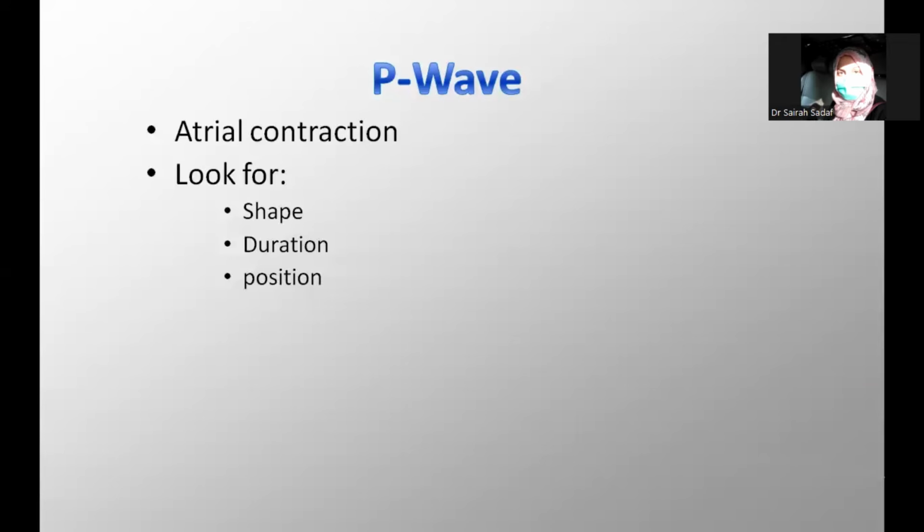Now, what do you have to look for when you are looking at the P wave in an ECG? Look for its shape, look for its duration, and look for its position. Why? It has to come before the QRS complex. And there should be a PR interval, a PR segment between them. And if it's coming haphazardly, anywhere between the QRS complexes, then there is something wrong. That means some atrial arrhythmia is going on.